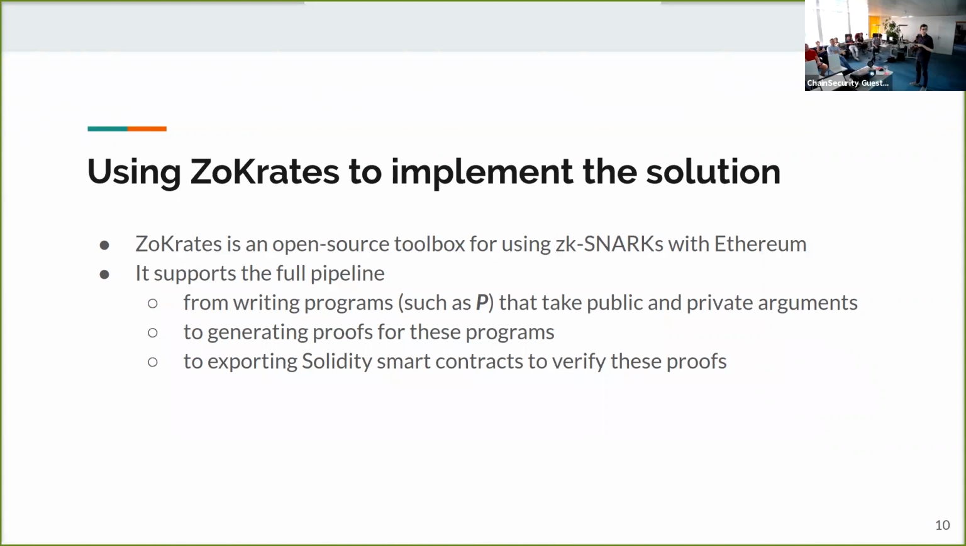This program P can take public and private arguments. The private arguments will not be leaked by the ZK-SNARK that will be constructed from this program. It also supports generating proofs for the programs you're writing in this high-level DSL. And, very conveniently, it has export functionality that gives you a Solidity smart contract, which you can directly deploy on an EVM blockchain, which will verify proofs for a certain program.